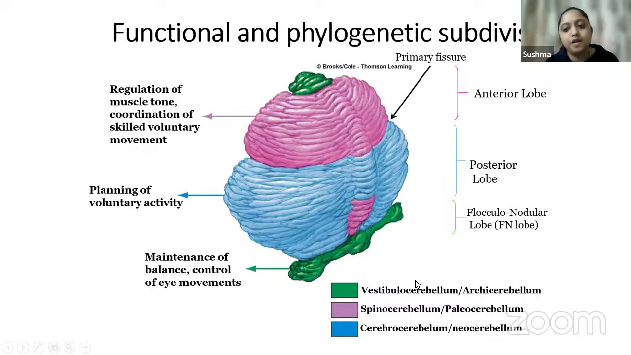The vestibulocerebellum is also called archicerebellum. That is the flocculonodular lobe of cerebellum. Spinocerebellum mainly has this uvula and pyramids and also the anterior lobe. And everything else, the posterior lobe, is entirely made up of neocerebellum, also called cerebrocerebellum. Understood? This is the phylogenetic evolution or the phylogenetic subdivision of cerebellum. I hope you've understood now.